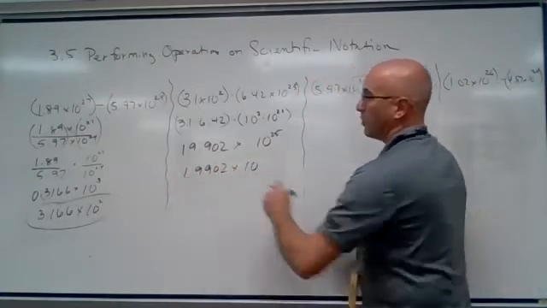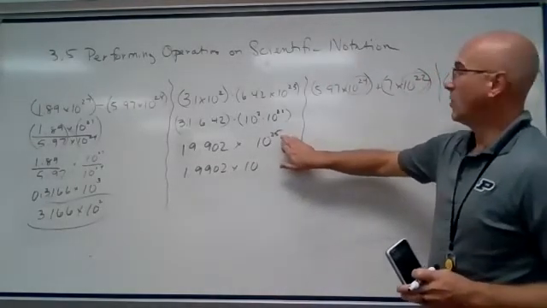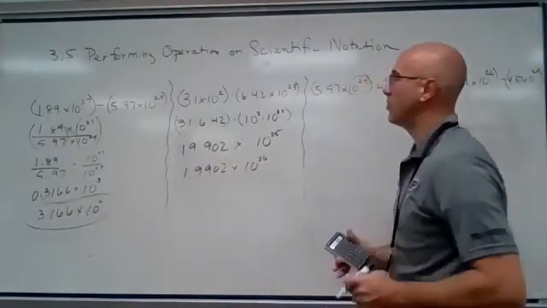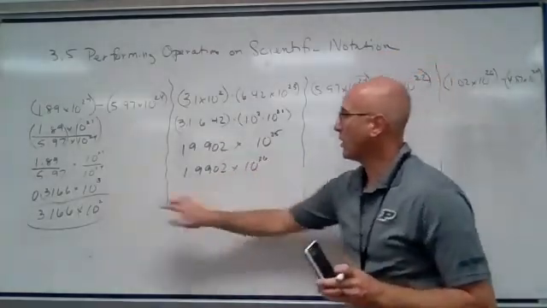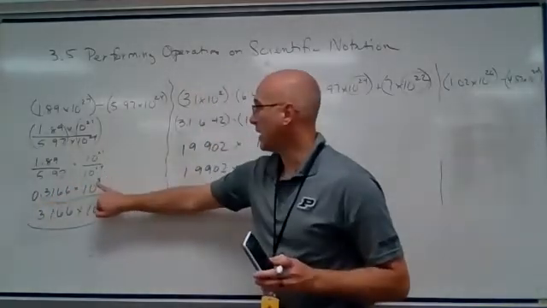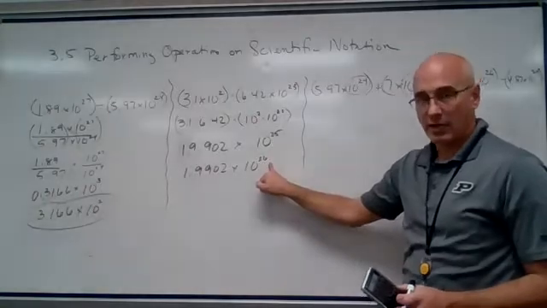to get a number between 1 and 10. And then we have to adjust. We are going to increase the exponent by the number of places we moved over. It seems kind of counterintuitive: over here, we moved our decimal place to the right, so we decreased the exponent. Here we're moving it to the left, so we're increasing it.